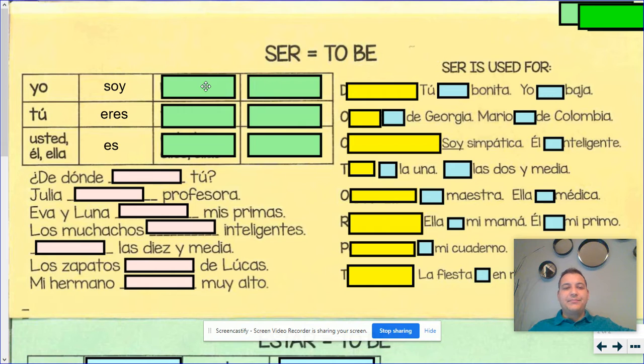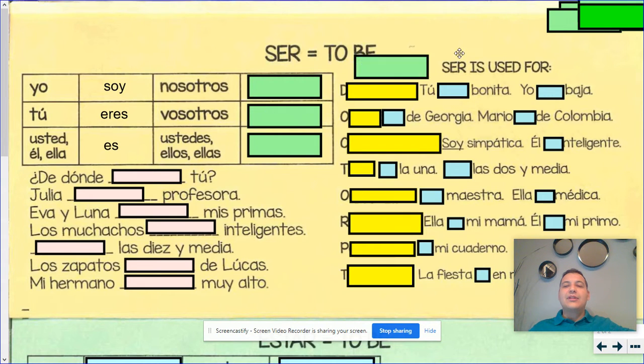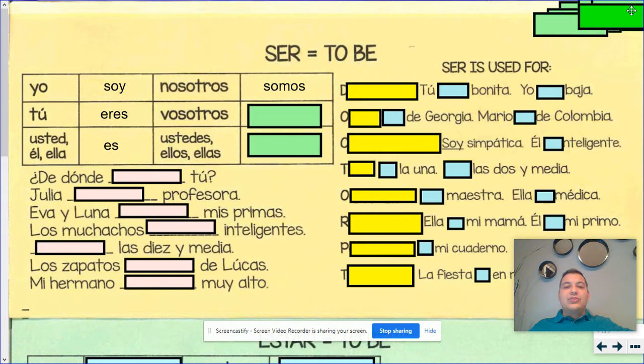In the formal way. All right, so let's see the pronouns which are the plural ones: nosotros, vosotros, y ellos. Let's see how you would conjugate this verb ser. Nosotros somos. We are. Vosotros sois. You all are.